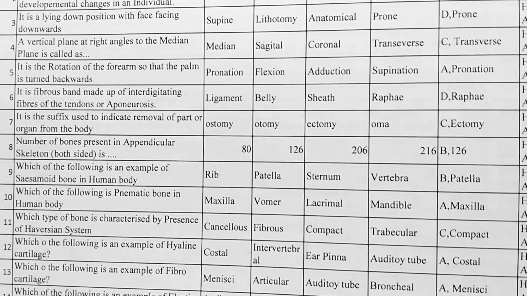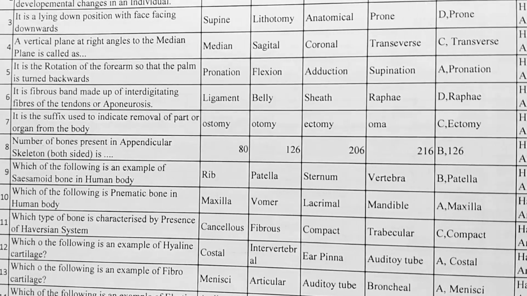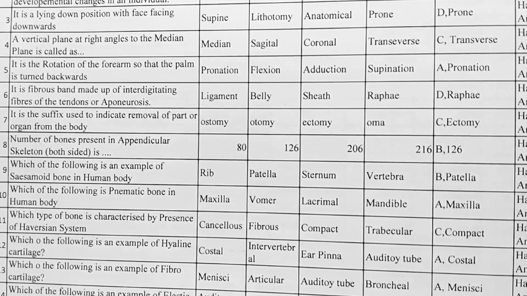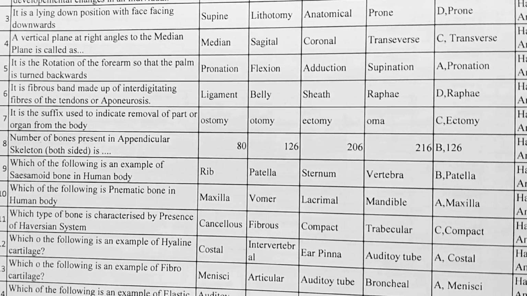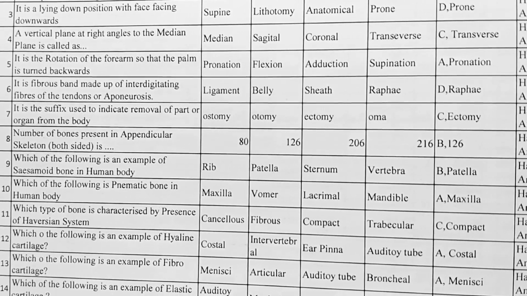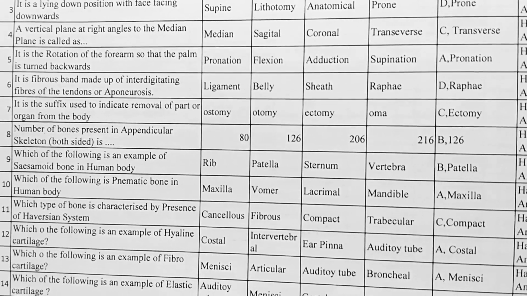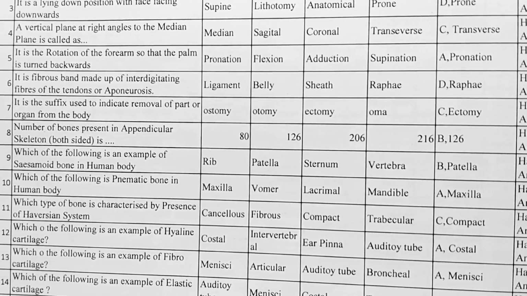Next, it is the rotation of the forearm so that the palm is turned backward. Options are pronation, flexion, adduction, supination. Correct answer is pronation. Next, it is the fibrous band made up of interdigitating fibers of the tendons or aponeurosis.